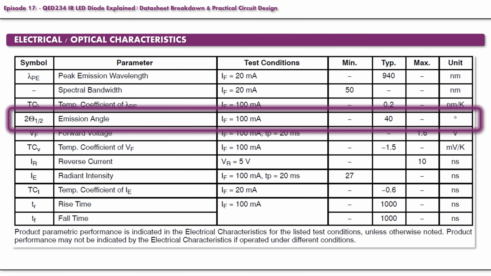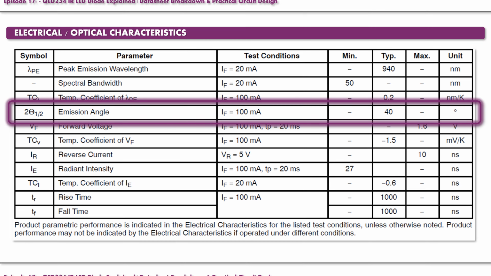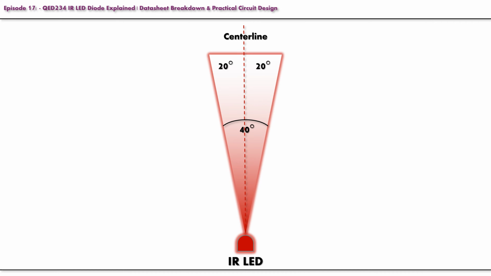This parameter describes how far the light spreads to the left and right of the diode's central axis. The typical value is 40 degrees, which means the diode emits light approximately 20 degrees to each side of the centerline.